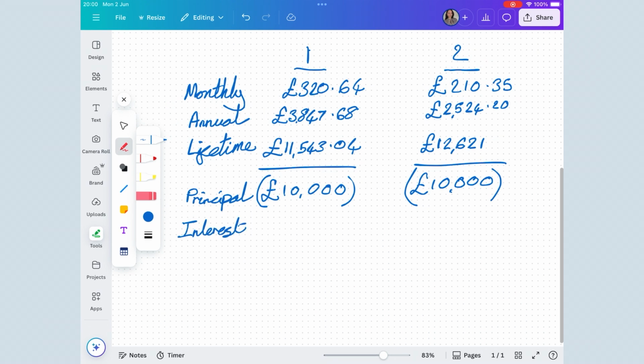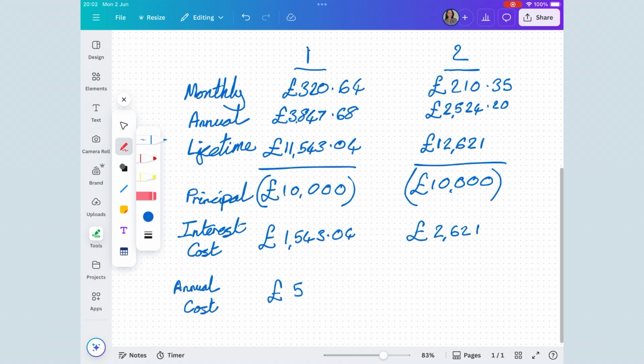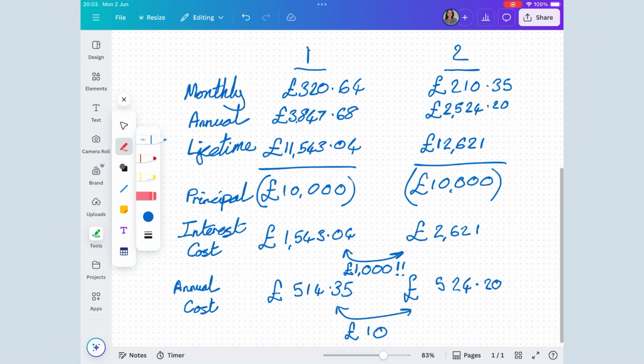So if we then remove the £10,000 of principal initially borrowed, this leaves us with an interest cost for the first loan of £1,540-ish and £2,620-ish for the second loan. If we then divide our interest cost by our term of 3 years for the first, we get 514, and by 5 years for the second loan, which gives us 524. I find from these calculations that not only under the longer term do you pay over £1,000 more in interest overall, but you'll also pay a tenner more a year, which I find really galling.